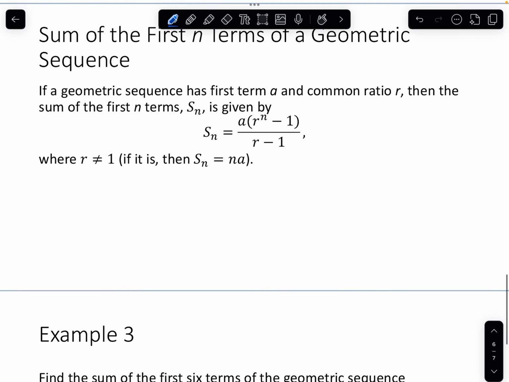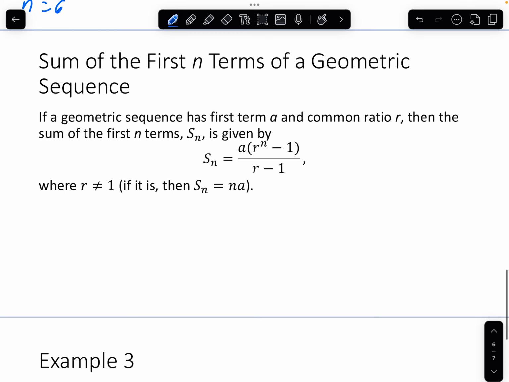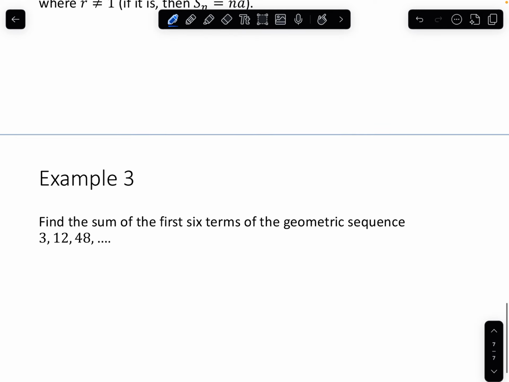Other than finding those, we can also find the sum of the first n terms of a geometric sequence, as long as that geometric sequence has first term a and common ratio r. The sum of the first n terms, S sub n, is given by S sub n equals a times r to the n minus 1 divided by r minus 1, where r is not 1. And if r were 1, S sub n would be n times a, but that's not going to be the case here.